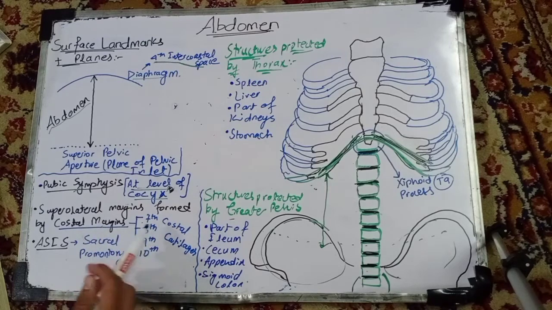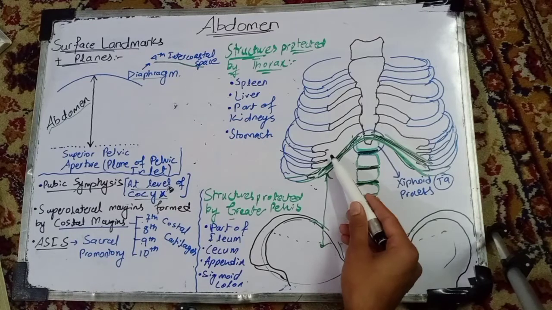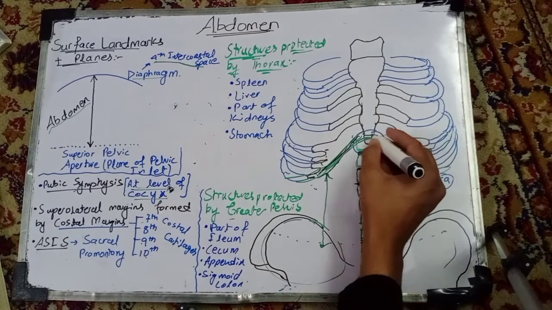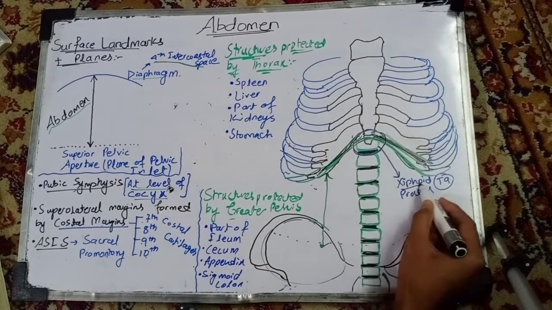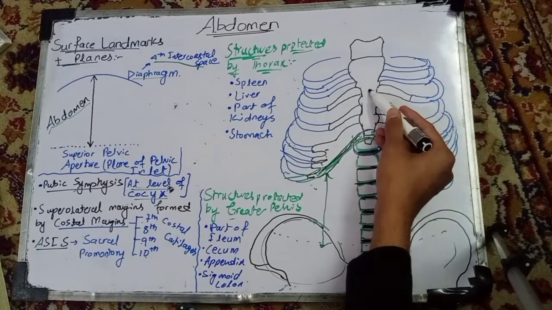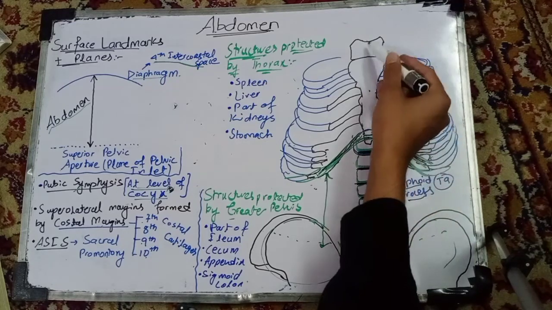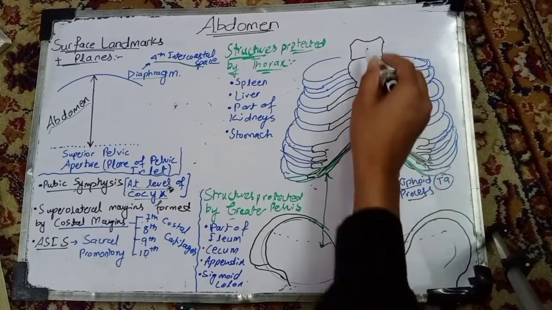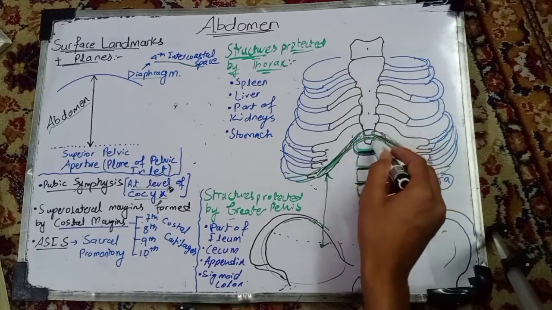So the costal margins are basically formed by the 7th, 8th, 9th and 10th costal cartilages. Here are the 7th, 8th, 9th and 10th costal cartilages that form the costal margins. As we further move on, here is a what? Xiphoid process. This is the xiphoid process. This is the sternum, or also called the body of the sternum, and this is the manubrium sterni. And the ribs are basically attached to the manubrium sterni, sternum and xiphoid process.